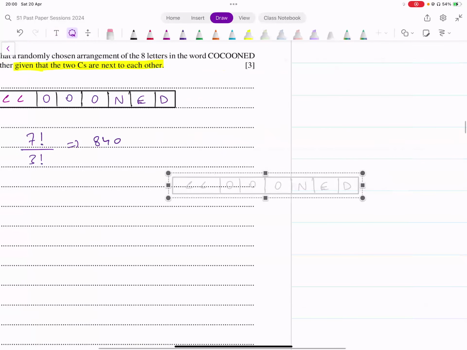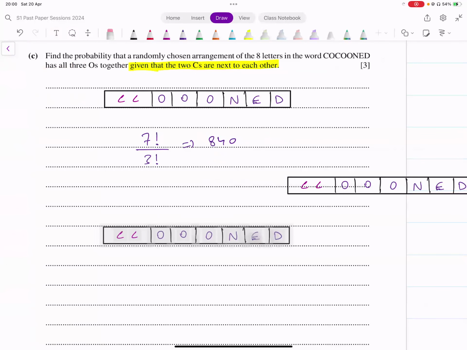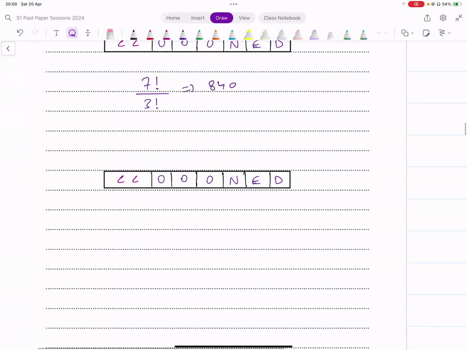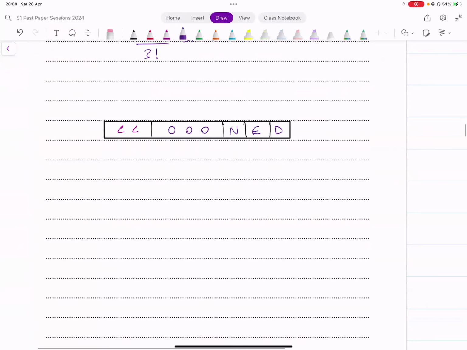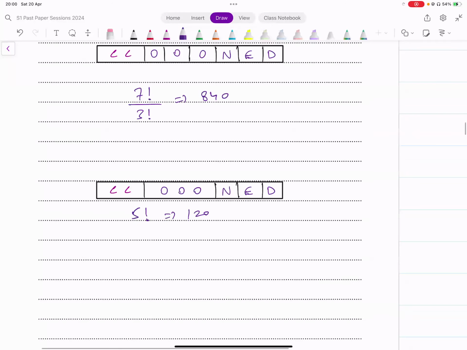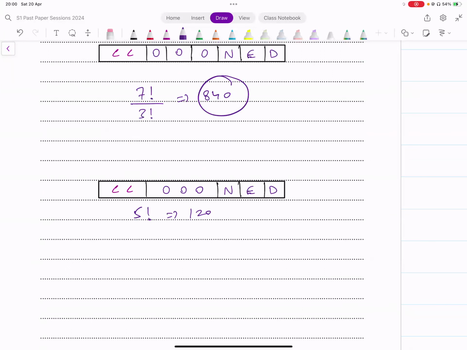So now consider that given two C's are together, in how many cases do we have the three O's together as well? Now we put the O's together in a single box as well. How many cases do we have for this? There are 5 boxes. That's just 5 factorial. All of those boxes are different. This is going to give us 120. This is the total number of possible outcomes that we will have in the denominator. And this is the number of favorable outcomes out of that total.